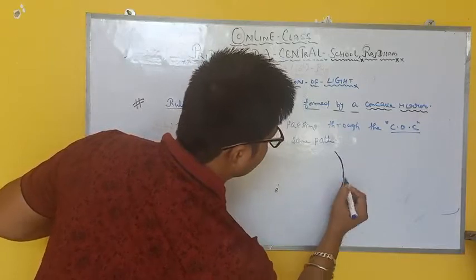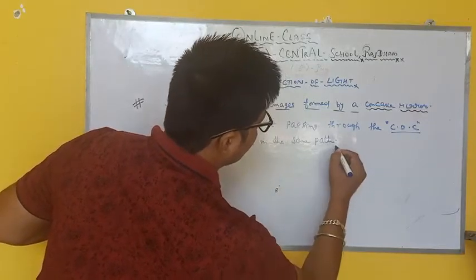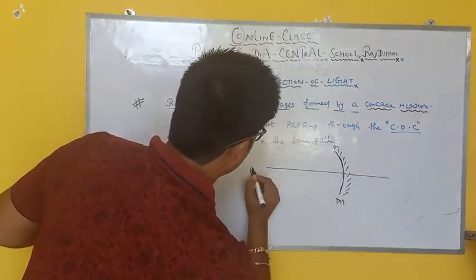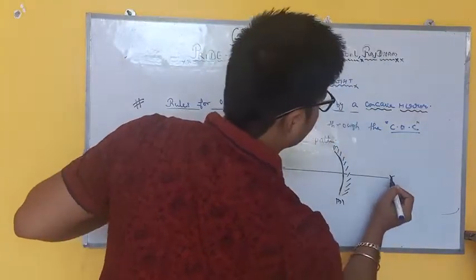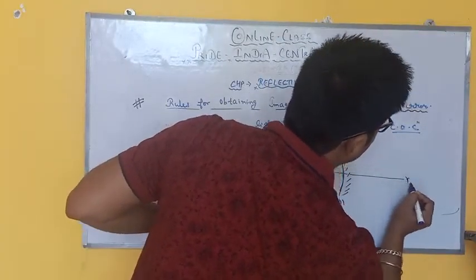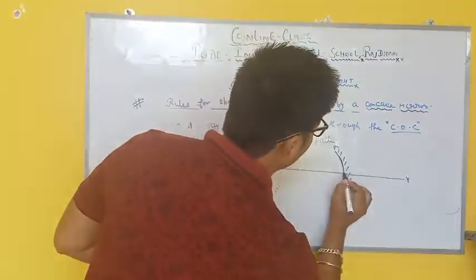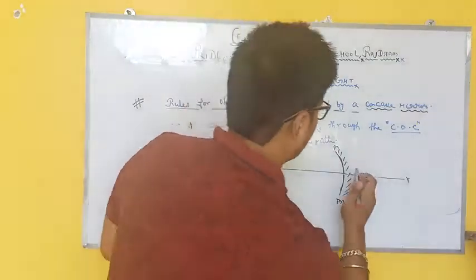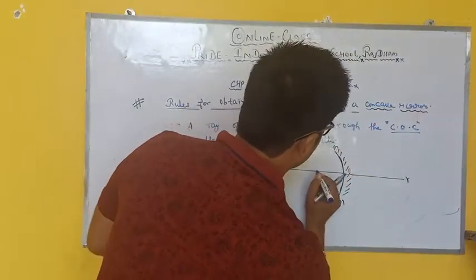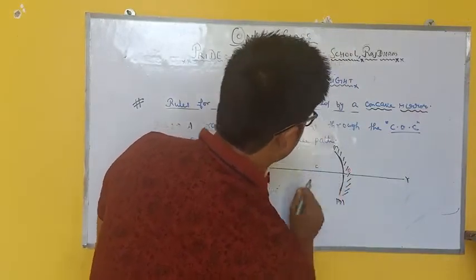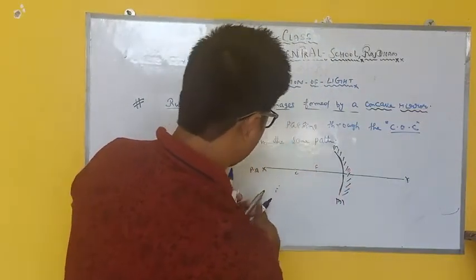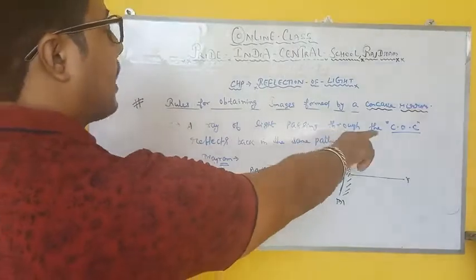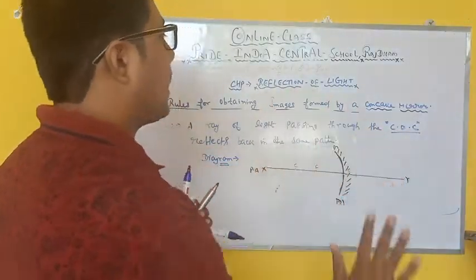This is the concave mirror. Say this is M, this is M dash. This is the principal axis, X and Y. This is the pole. Say this is the focus, and this is the center of curvature. So what does it say? A ray of light passing through the center of curvature reflects back in the same path.